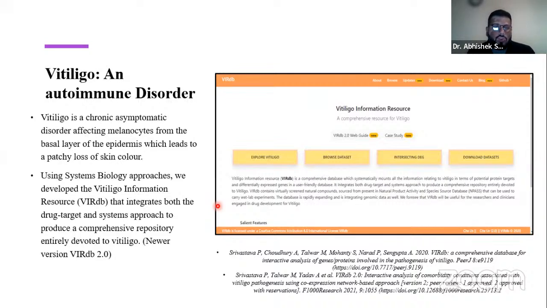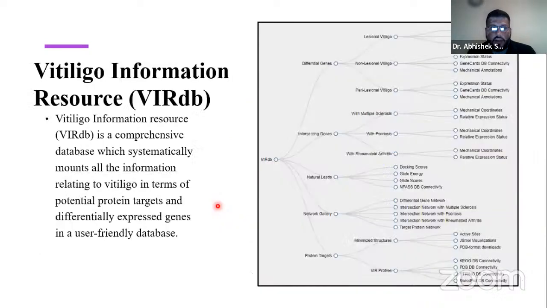We are trying to do this correlational network analysis because this type of analysis gives you an idea that these complex diseases are not caused by one factor. They are multifactorial diseases, right? Along with that, we have also developed a database, which has been published in two journals, the Vitiligo Information Resource, that is VIRDB, we call it VIRDB.